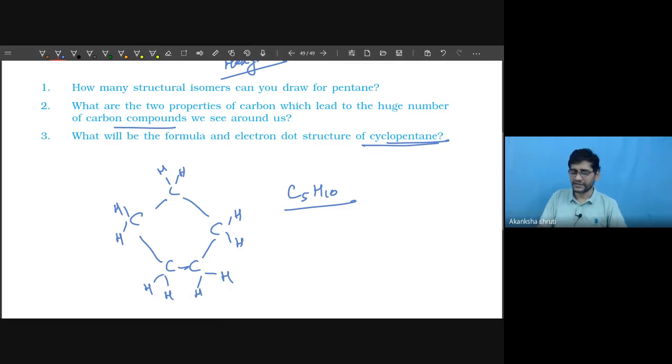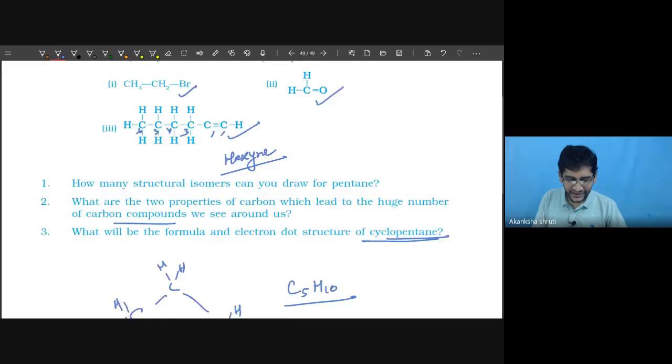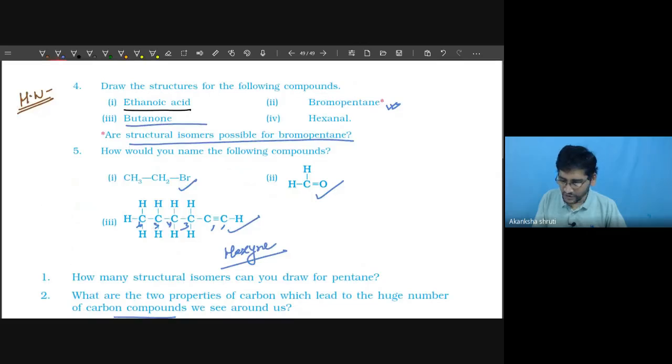So it becomes C5H10. Okay, it is this. So questions are very easy at your level, in your book.